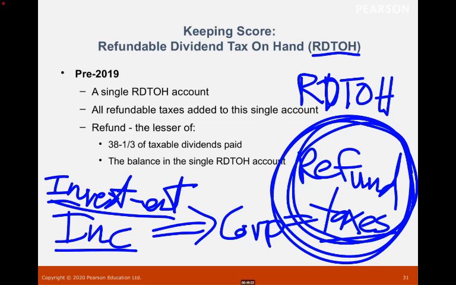You pay out the dividends, you can get back your 38 1/3% up to whatever's left in that pot. Over and above that, they're just regular dividends, or I should say, they're dividends that have no effect or have no refund coming to them.